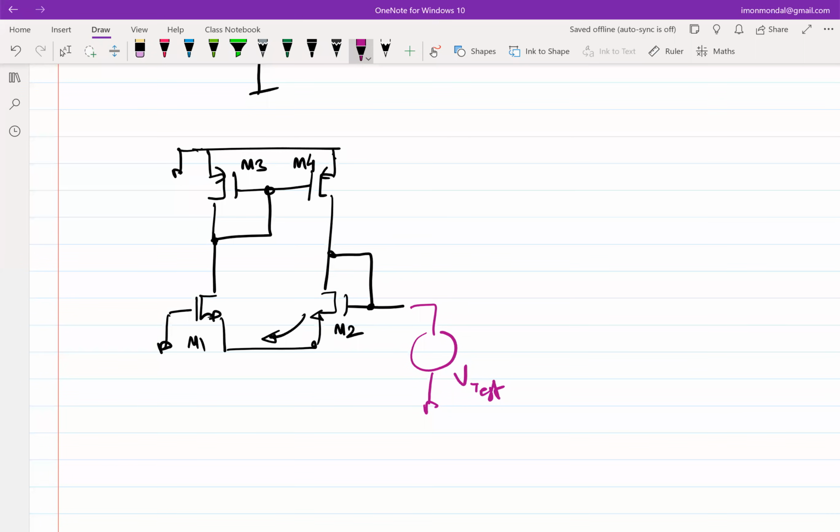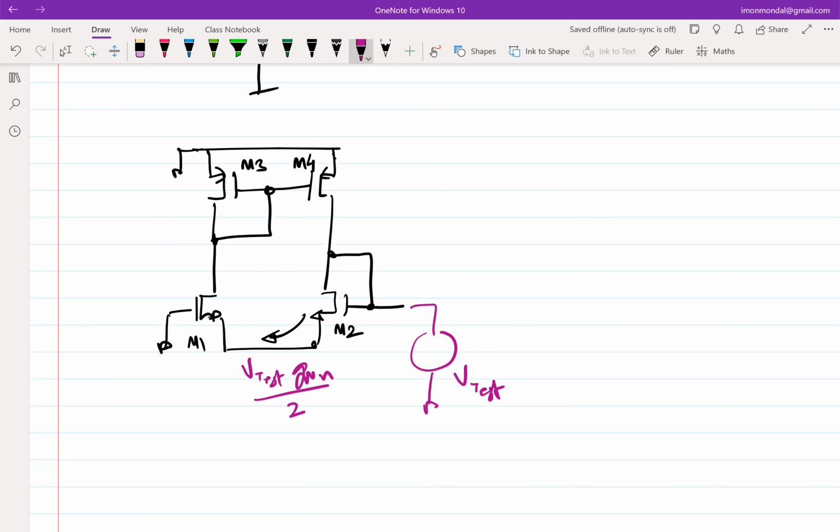No, how does it matter whether it's diode connected or not? I mean, does it matter? Because I am forcing the M2 with a voltage source. Exactly, right? So this current will be V test times GMN by 2, or GM1 by 2.